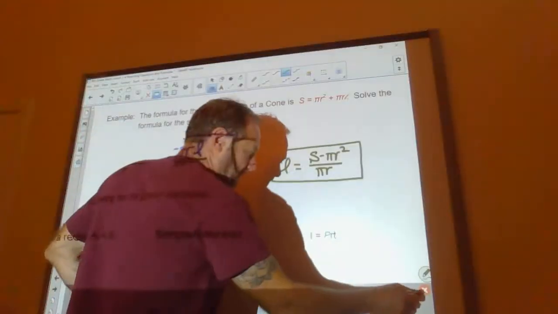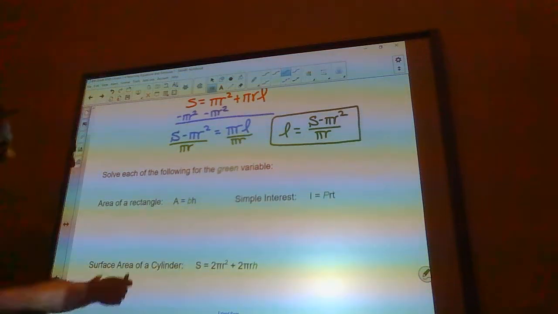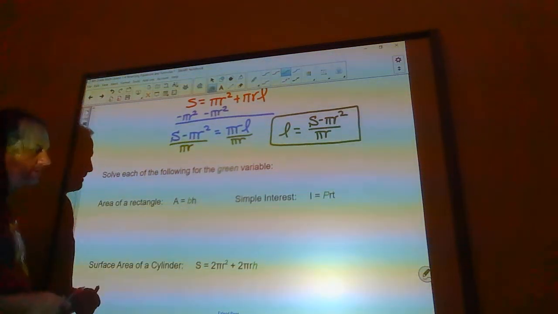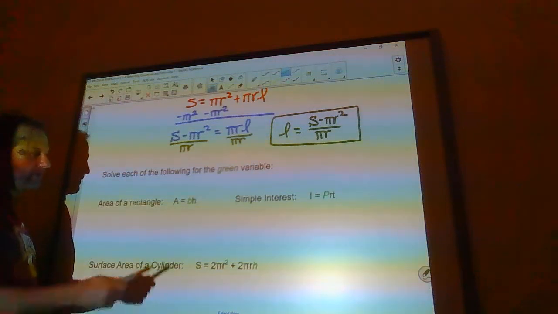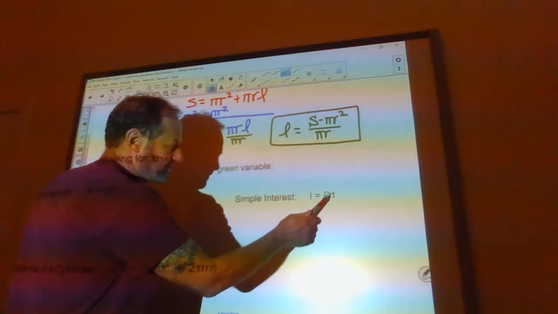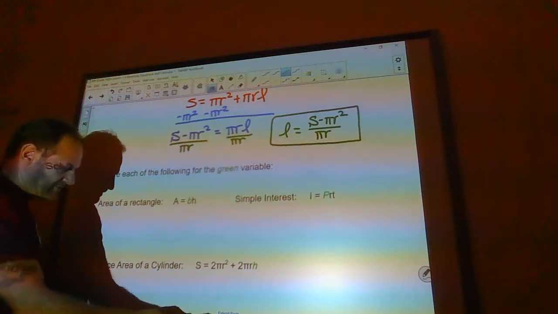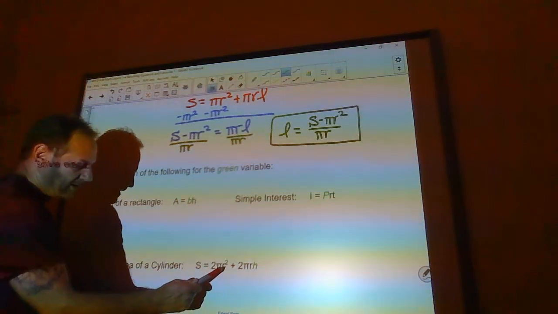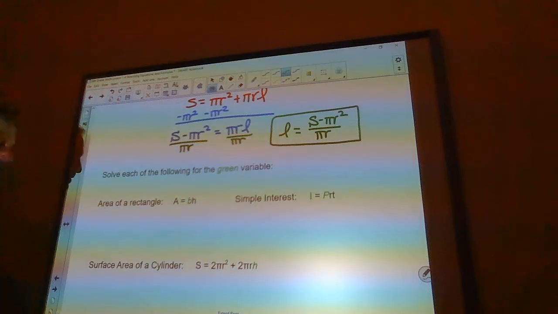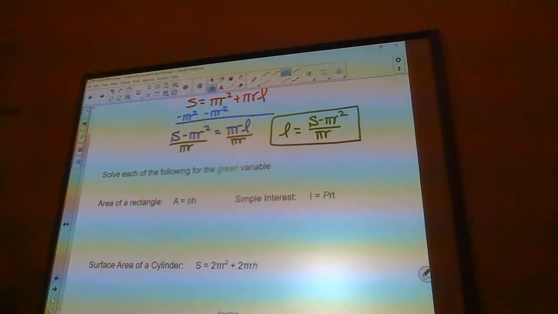Okay, so here's a couple of problems. There's 3 of them. Area of a rectangle, area equals base times height. Notice the B is green, so you're going to solve for the B. Simple interest, I equals PRT, so interest is principal times rate times time. You're going to solve for the P. Down here, the surface area of a cylinder is S equals 2 pi r squared plus 2 pi r h. So you're going to solve for the h. So take a couple minutes, pause the video, write these equations down, solve for the green variables. Then jump back on here and check your answers.